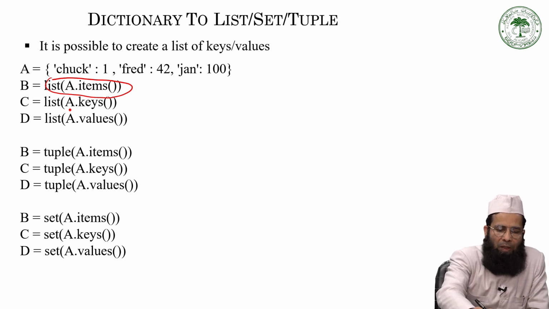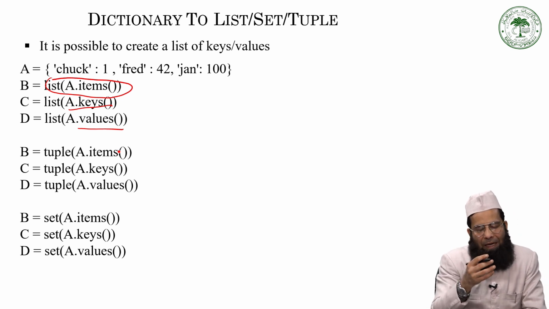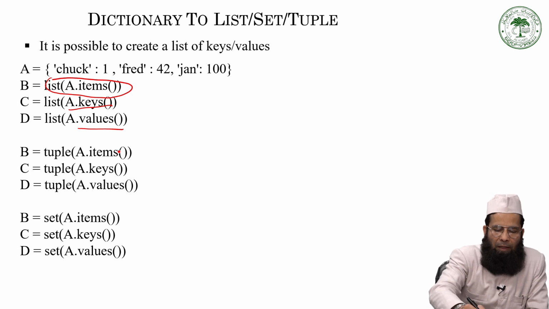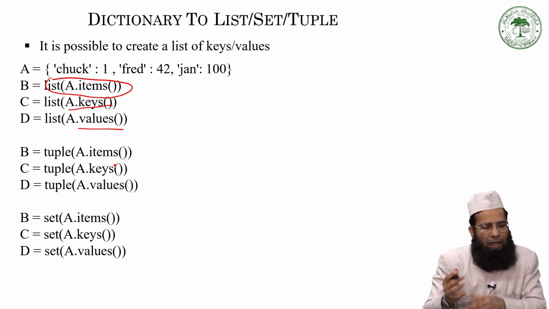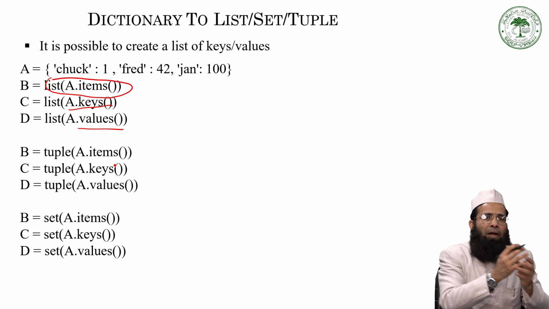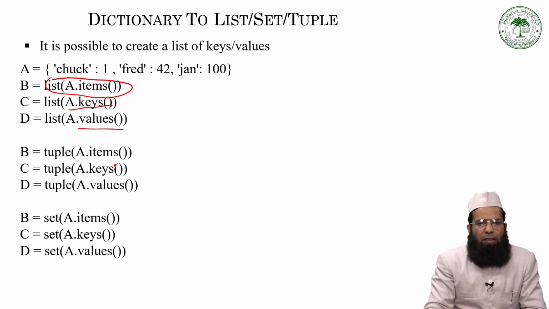Similarly, I can store keys only in the form of a list. Similarly, values, and in the same manner I can store elements of a dictionary into a tuple, and then individual keys into a tuple and values, and so on. So you can convert a dictionary into different data types, right? Like in this way.